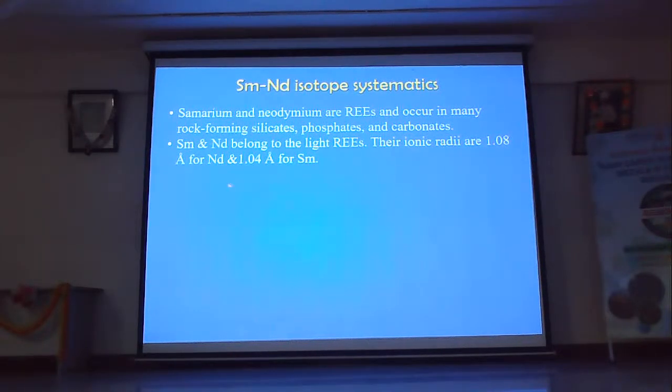Because their ionic radii are like this, 1.08 angstrom for neodymium and 1.04 for samarium. So they are very close. So they can almost go in the same fashion. They behave as if they are similar. However, there is a subtle difference because their ionic radii are slightly different. They behave differently during mantle processes and crustal processes. Neodymium is more incompatible than samarium.